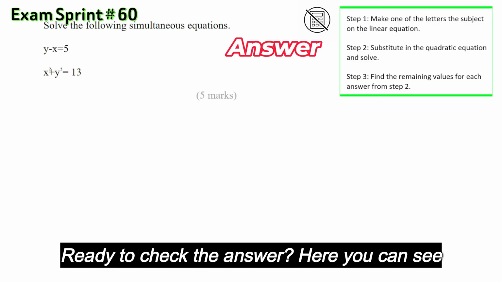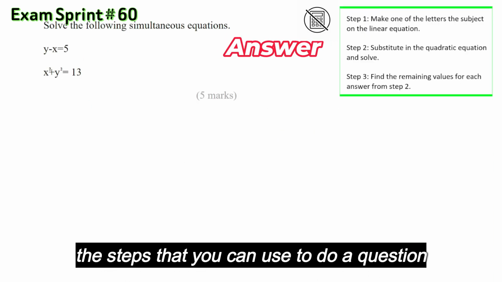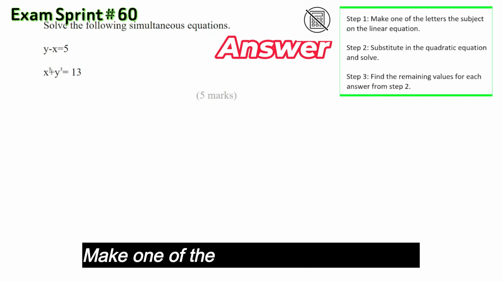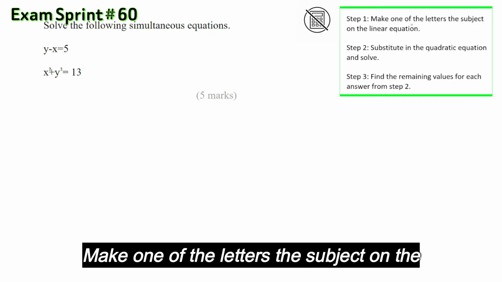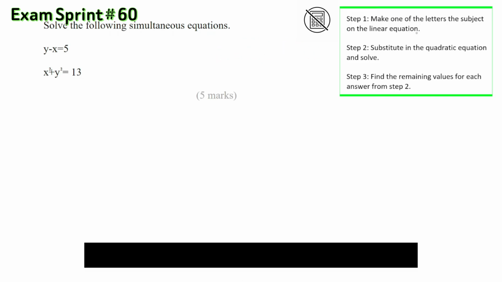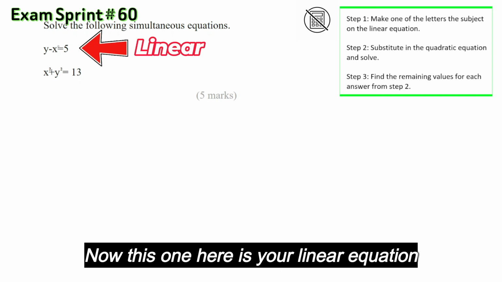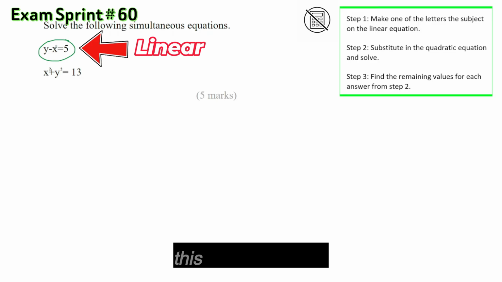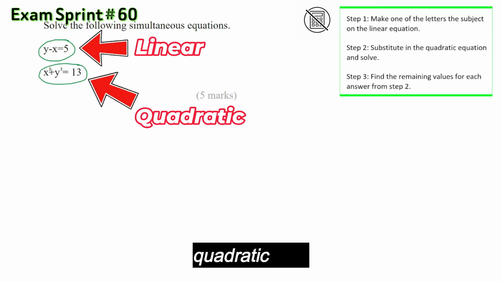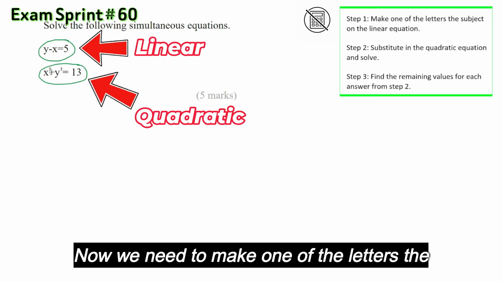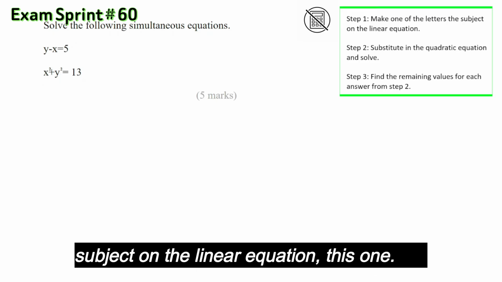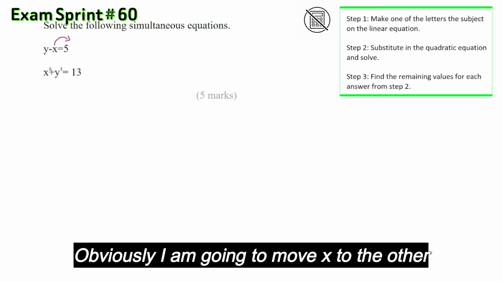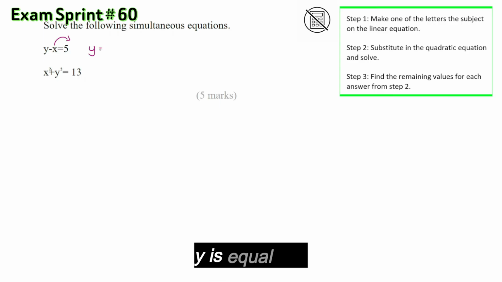Here you can see the steps that you can use to do a question like this. Step 1. Make one of the letters the subject on the linear equation. Now, this one here is your linear equation because you can see there are no squares. And this one here is the quadratic one. Now, we need to make one of the letters the subject on the linear equation, this one. So obviously, I'm going to move x to the other side. So I get y is equal to 5 add x.